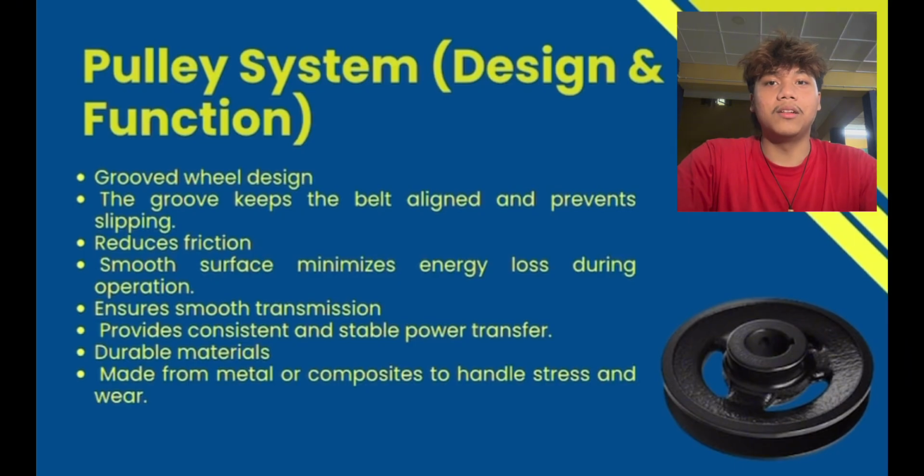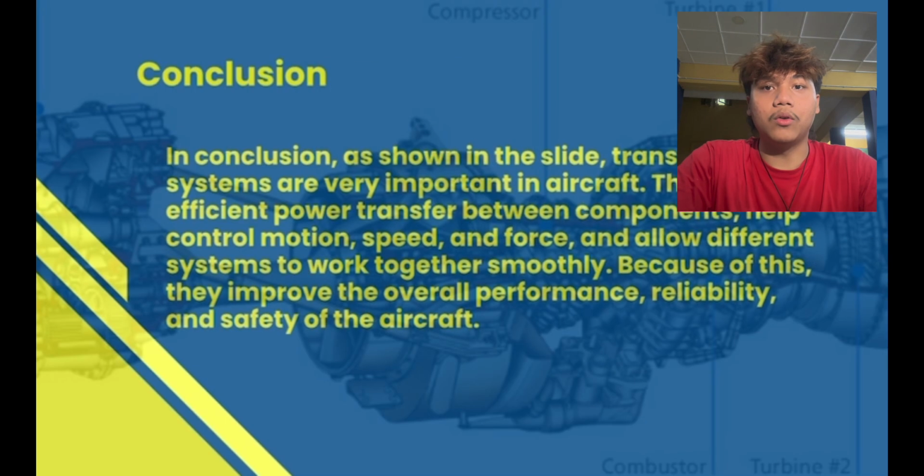Lastly, durable materials. Pulleys are made from strong materials like metal and composites so they can withstand stress and long-term use. In conclusion, as shown in the slide, transmission systems are very important in aircraft. They ensure efficiency in power transfer between components, help control motion, speed and force, and allow the different systems to work together smoothly. Because of this, they improve the overall performance, reliability and safety of the aircraft.